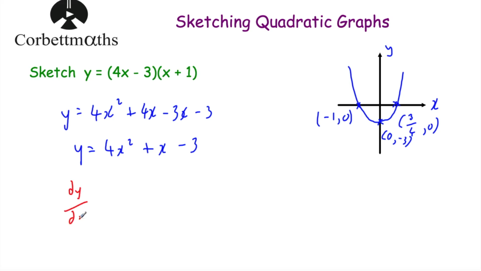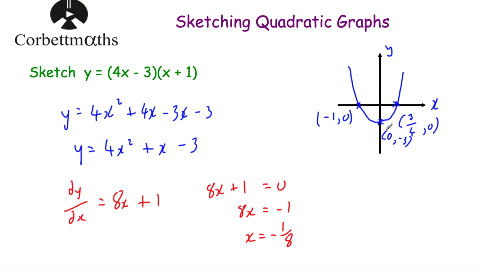by dx would equal, and differentiating this, bringing the power down, so 4 times 2 is 8x, and then reduce the power by 1, so just x to the power of 1, so 8x, and differentiating x, or plus 1x, would be plus 1, and that's it, we've differentiated. Now the gradient is equal to 0, so we're going to write 8x plus 1 equals 0, and if we take 1 away from both sides, we get that 8x equals negative 1, and then if we divide both sides by 8, we get that x is equal to negative 1/8.